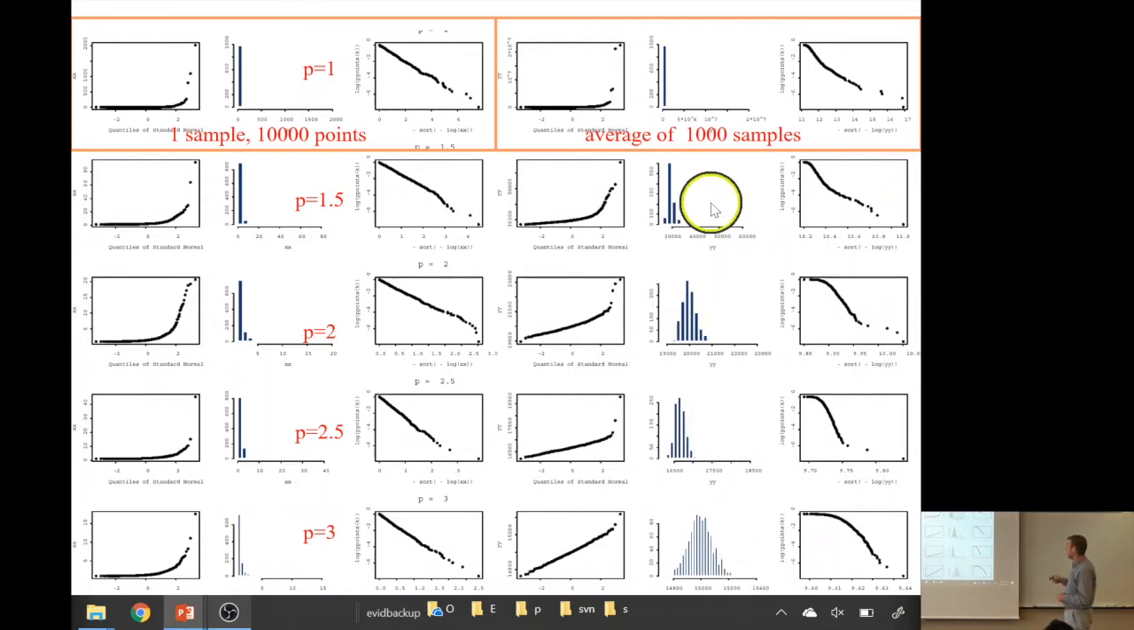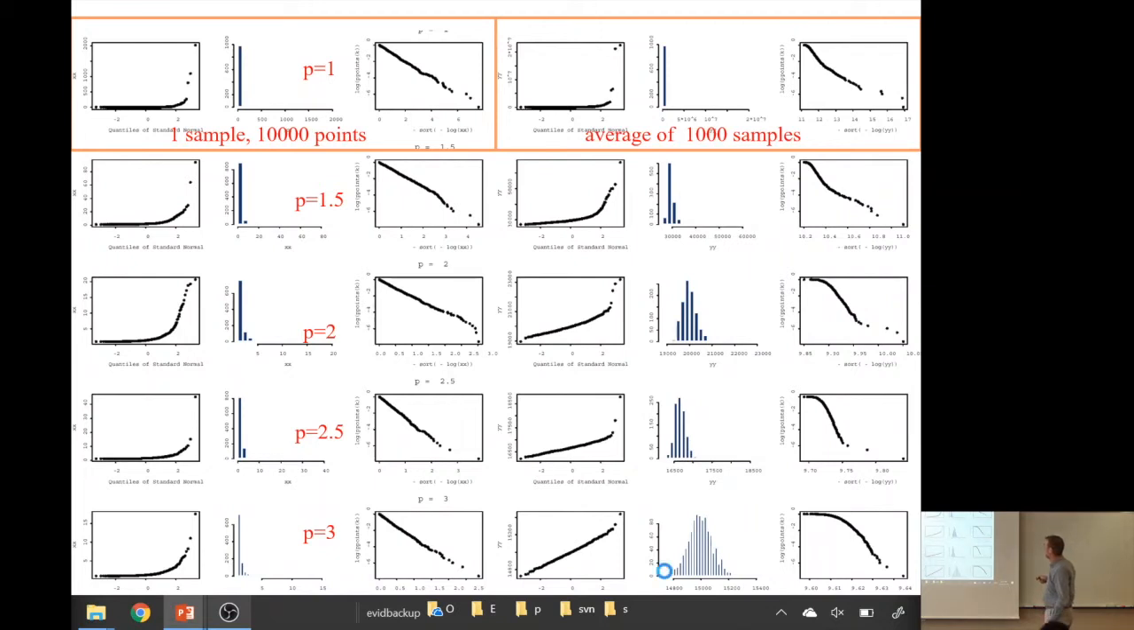We can see that when p was equal to 1 and we aggregate 1,000 times, it doesn't look at all like a Gaussian distribution. In fact, it continues to have a power law in the tail here. But if we aggregate when p equals 3, we have something that, if we look at the QQ plot, is reasonably Gaussian. And the histogram starts really looking like a bell-shaped histogram.